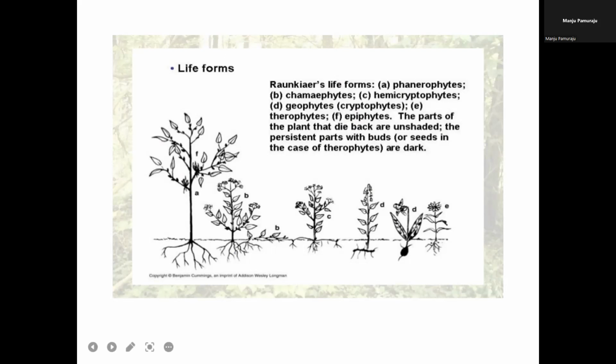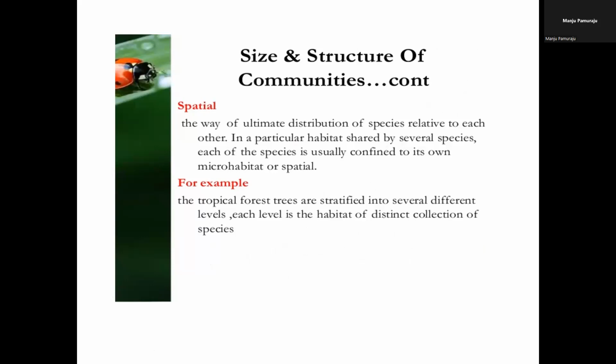Next one is the next character, that is the spatial, the way of distribution of the species relative to each other. In a particular habitat shared by several species, each of the species is usually confined to its own microhabitat or spatial area only. For example, in the tropical forest, trees are stratified into several different levels. Each level is the habitat of a distinct collection of species.